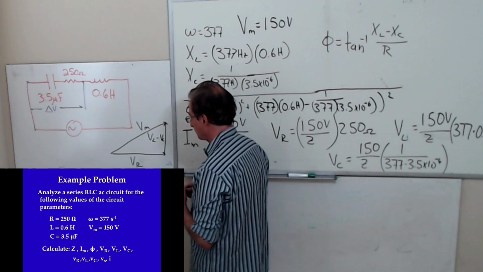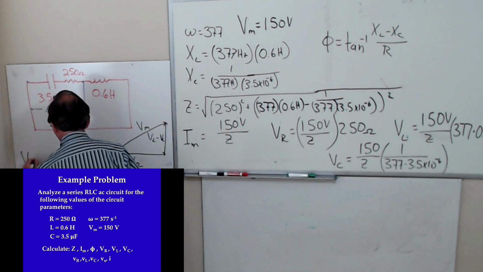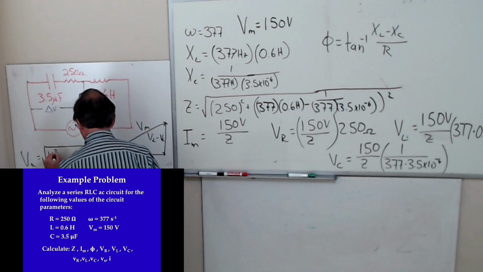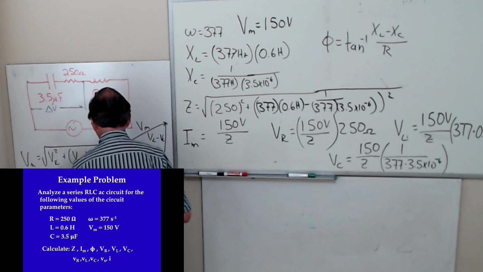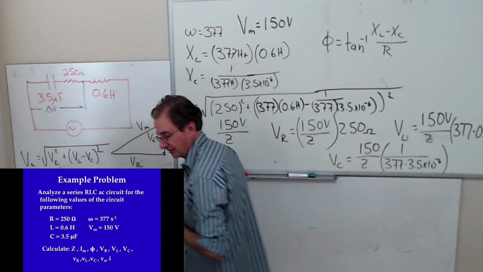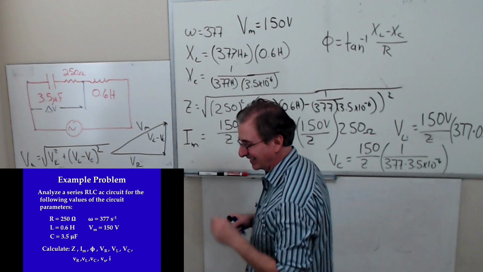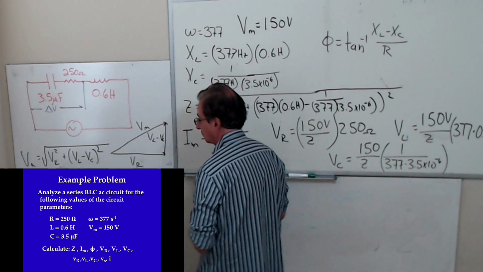No, what happens is V sub N is the square root of V sub R squared plus V sub L minus V sub C squared. Oh, okay. So it's not actually linear then. No, it's not. That's the point I was trying to get at, right? Because they follow this triangle.